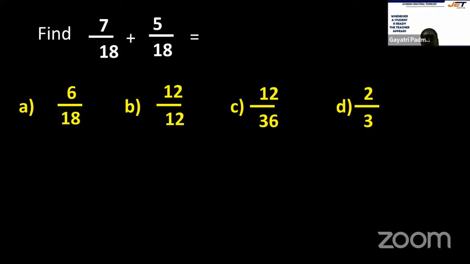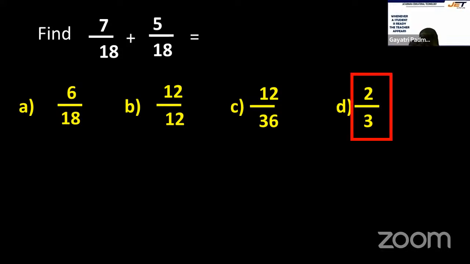All right. So I think next sum you can do. Quickly do it and tell me. What is 7 by 18 plus 5 by 18? So if your denominators are same, you can add your numerators. Isn't it? Yes. So it should be 12 by 18.